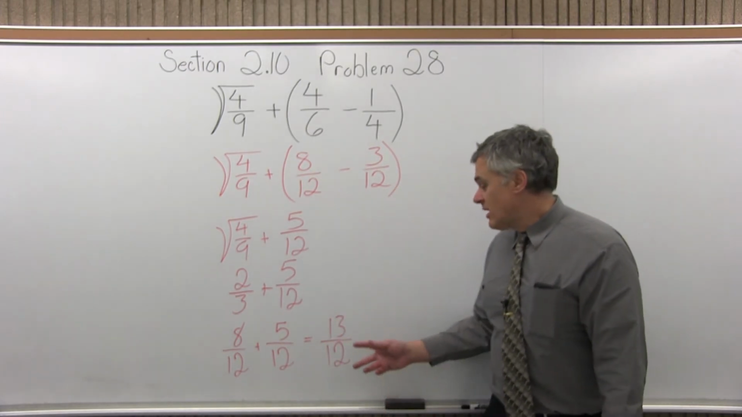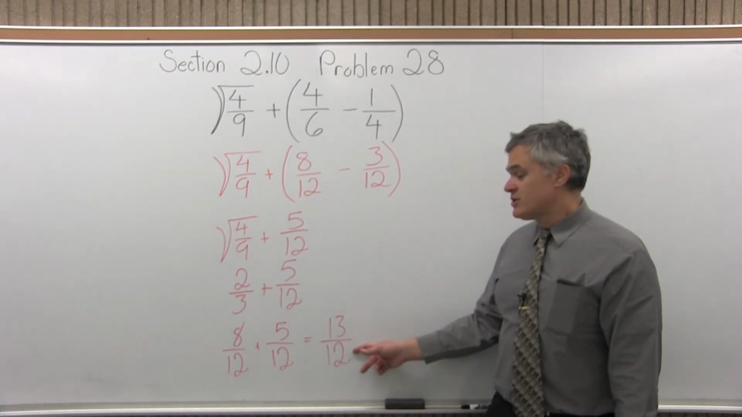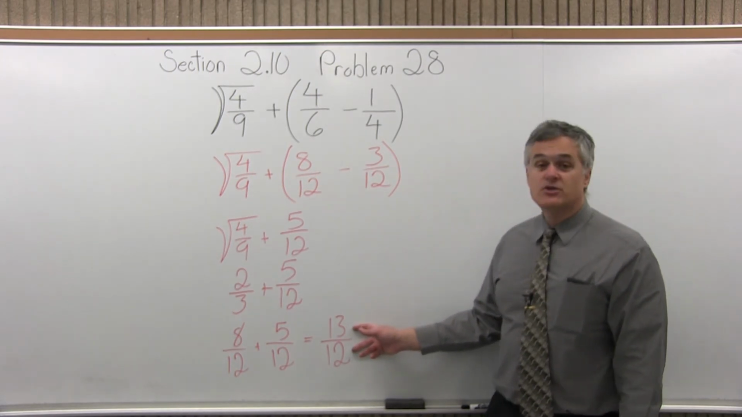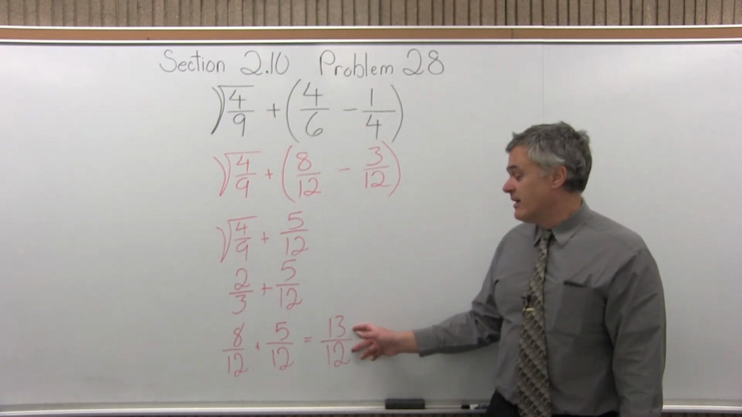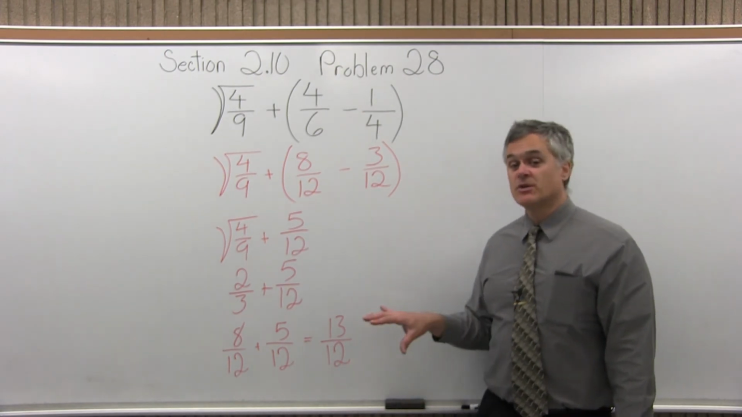Now, the 13 over 12 is what you call an improper fraction because the numerator is larger than the denominator. Now, some math teachers are just fine with that sort of an answer and you're done. You can leave it that way. Other math teachers like you to convert that to what's called a mixed number, a number with a fraction.